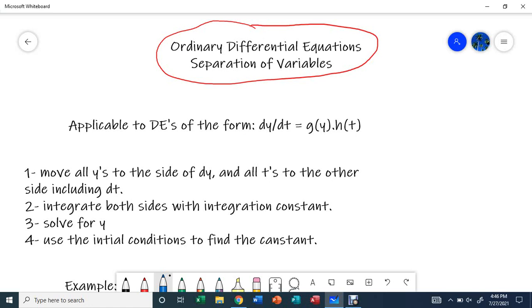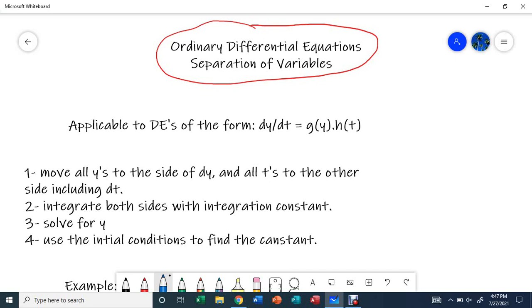This method has 4 steps. The first step, move all y's to the side of dy and all t's to the other side including dt. Step number 2, integrate both sides with integration constant. Step number 3 is solve for y. And step number 4 is use the initial conditions to find the constant. So let's apply these 4 steps to the following concrete example.